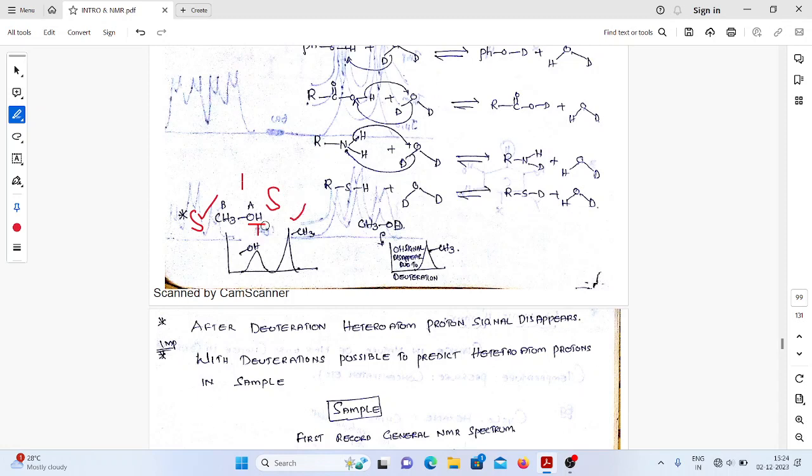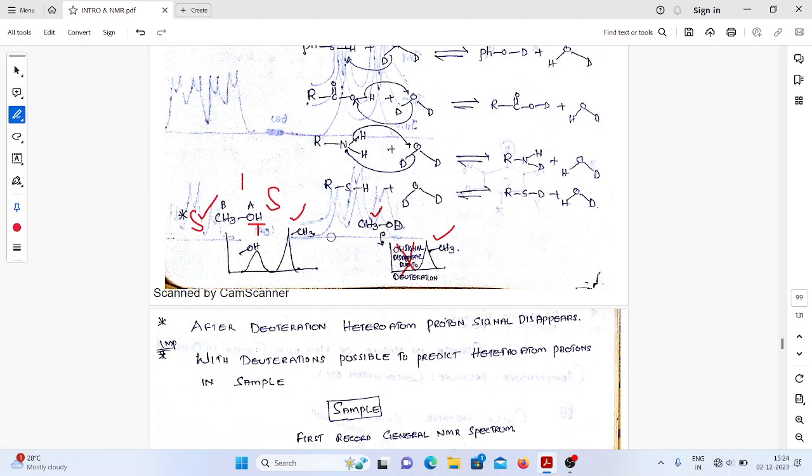Then what is the use? Suppose if you do the deuteration, what happens? The H is replaced with what? D or not? So it will become CH3OD. Then take the spectra of this molecule. How many signals can you get? Only one signal or not? That signal is related to CH3. The OH signal is going to be what? Disappeared. The OH signal is going to disappear.